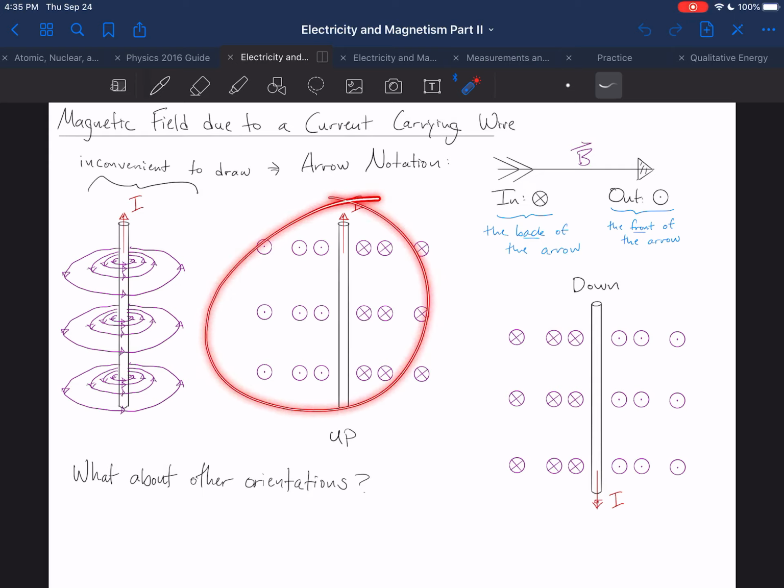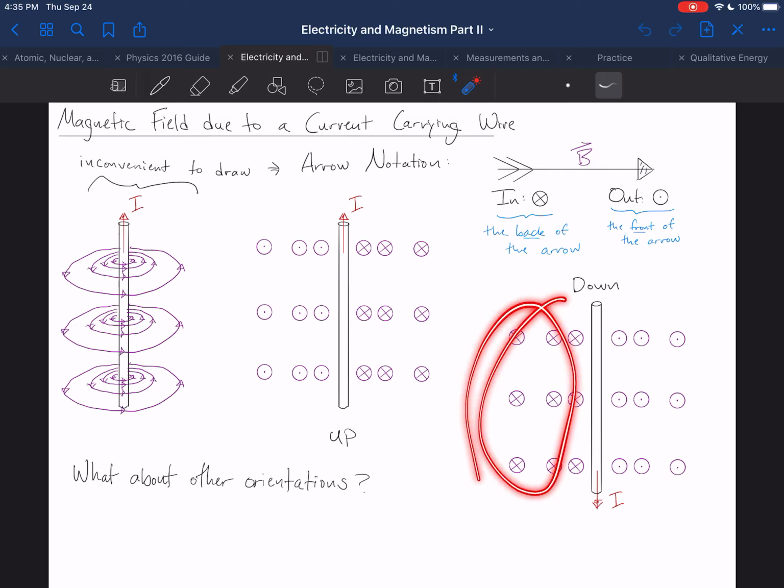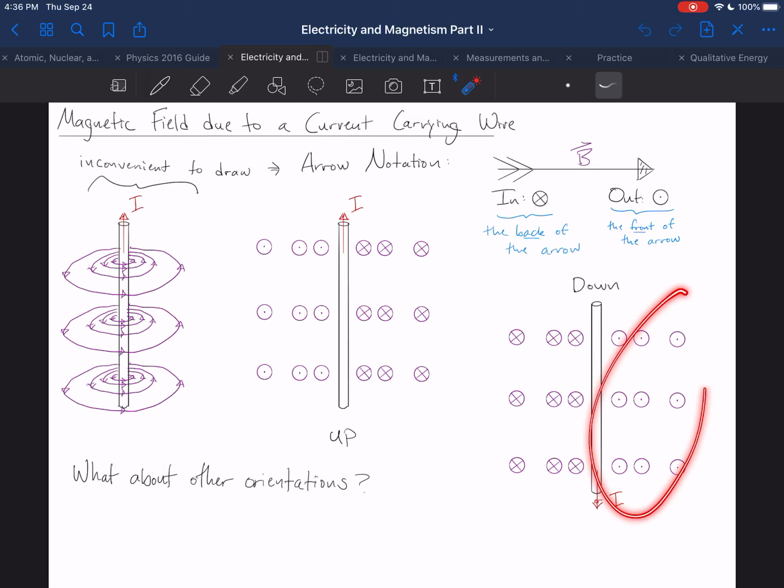So what would happen then if you reverse the direction of the current-carrying wire? If you direct the current-carrying wire down? Well, you stick your thumb in the direction of the current down the page. I know that hurts your wrist, but totally fine. And then your fingers curl in the direction of the magnetic field, which means they're now going into the page or into the board on the left-hand side of this wire and out of the page or out of the board on the right-hand side of this wire.